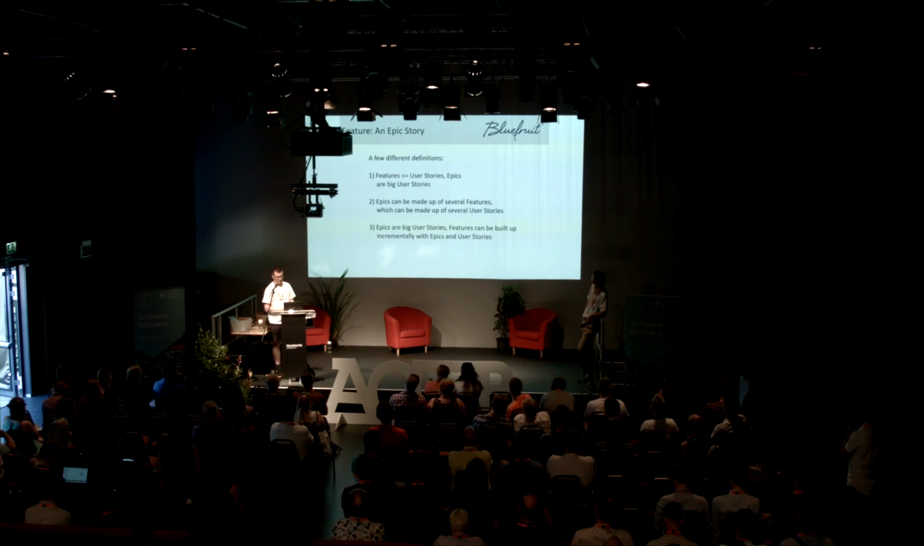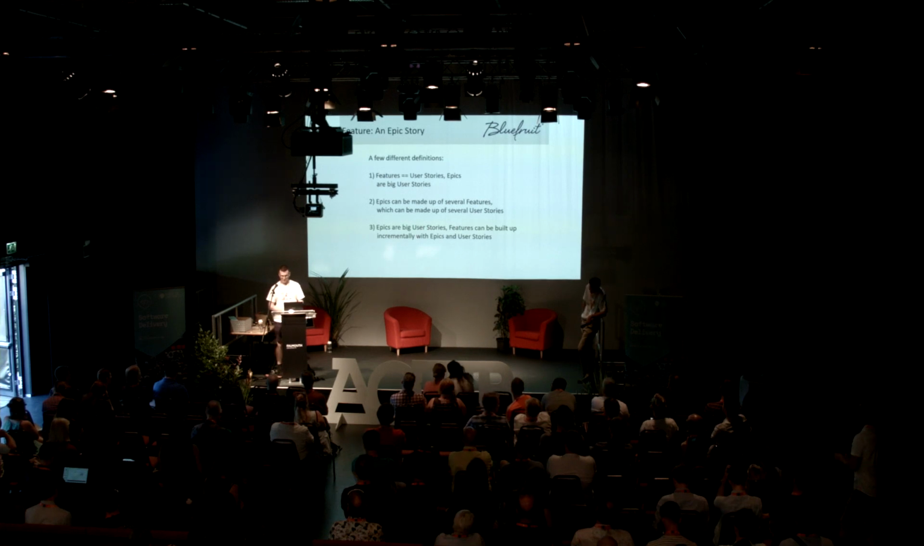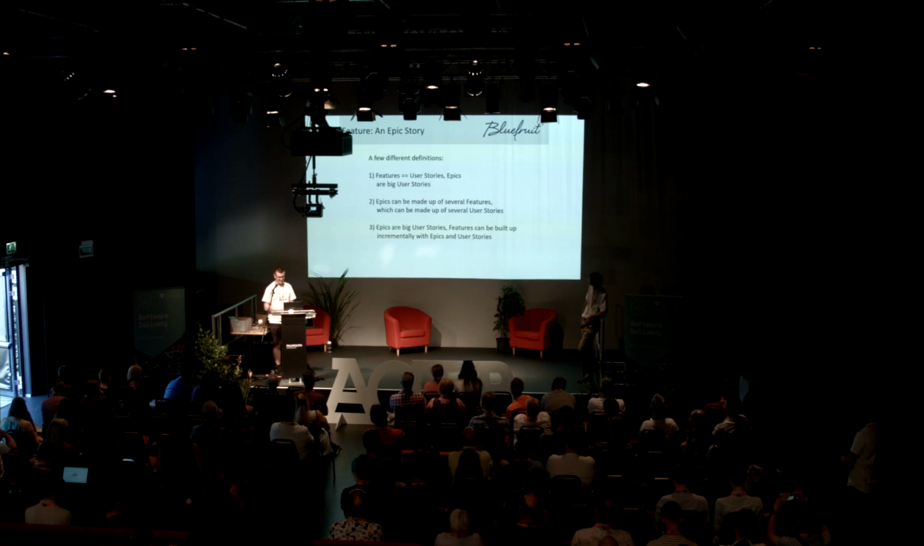The second definition is basically saying that there's a clear hierarchy between these terms. The epics are big, the features are sort of medium-sized, and user stories are small in size. And the third is basically saying that epics and user stories sort of produce features in an iterative and incremental way. So basically features are built up through epics and user stories.